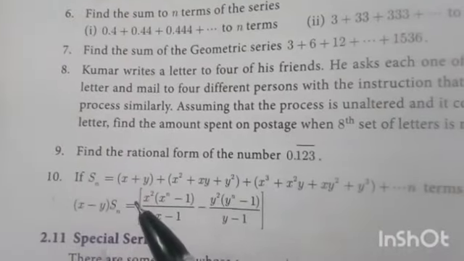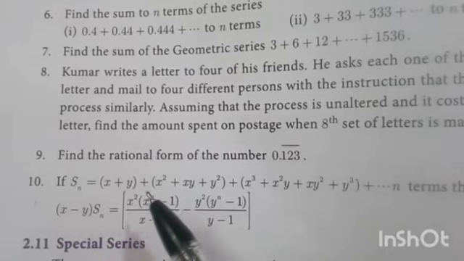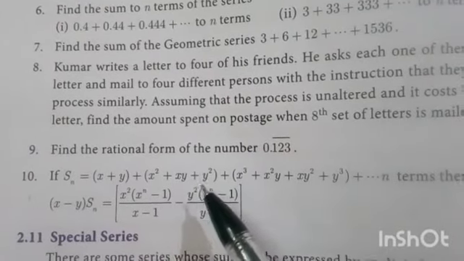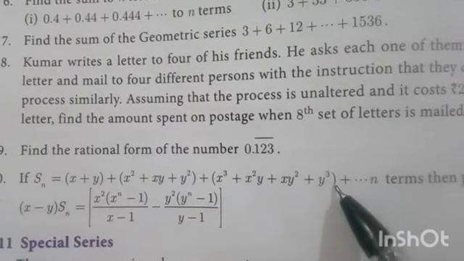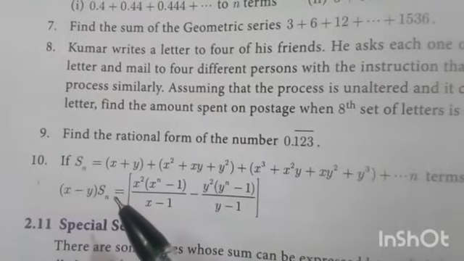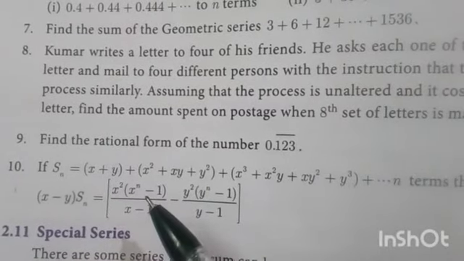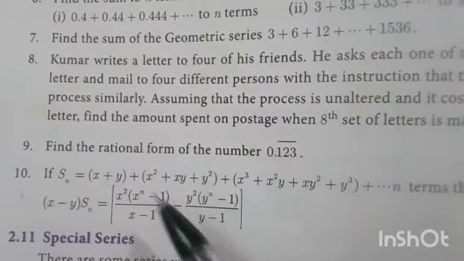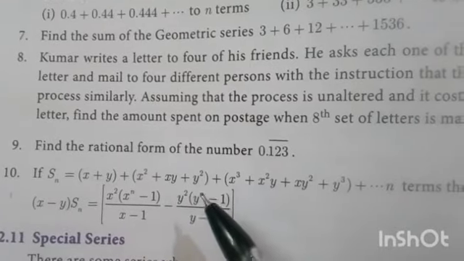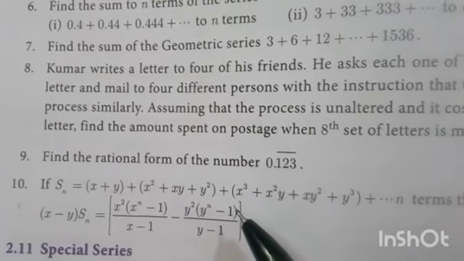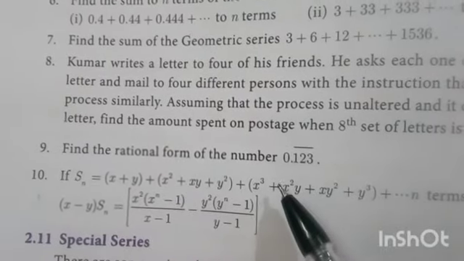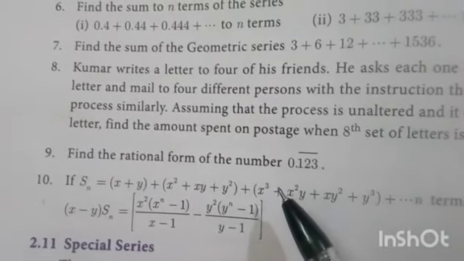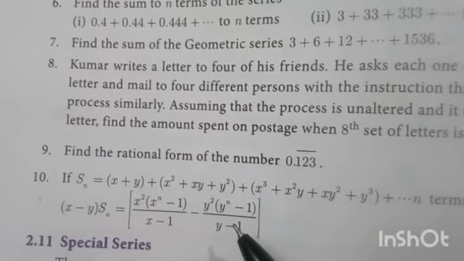For the 10th question, prove that if Sn equals x plus y plus x square plus xy plus y square plus x cube plus x square y plus xy square plus y cube plus etcetera up to n terms, then x minus y into Sn is equal to x square into x power n minus 1 by x minus 1, minus y square into y power n minus 1 by y minus 1. We want to prove this using the given sum to n terms.